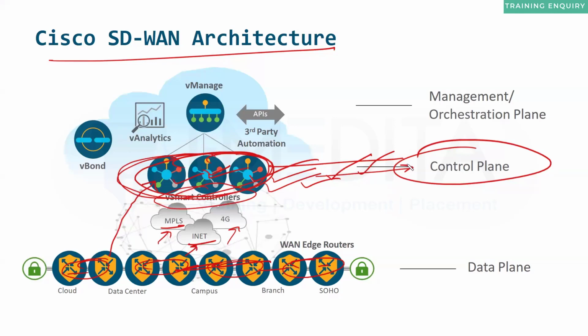Always remember, you will be defining even the route filtering. For example, there is a branch one. Let's say branch one.